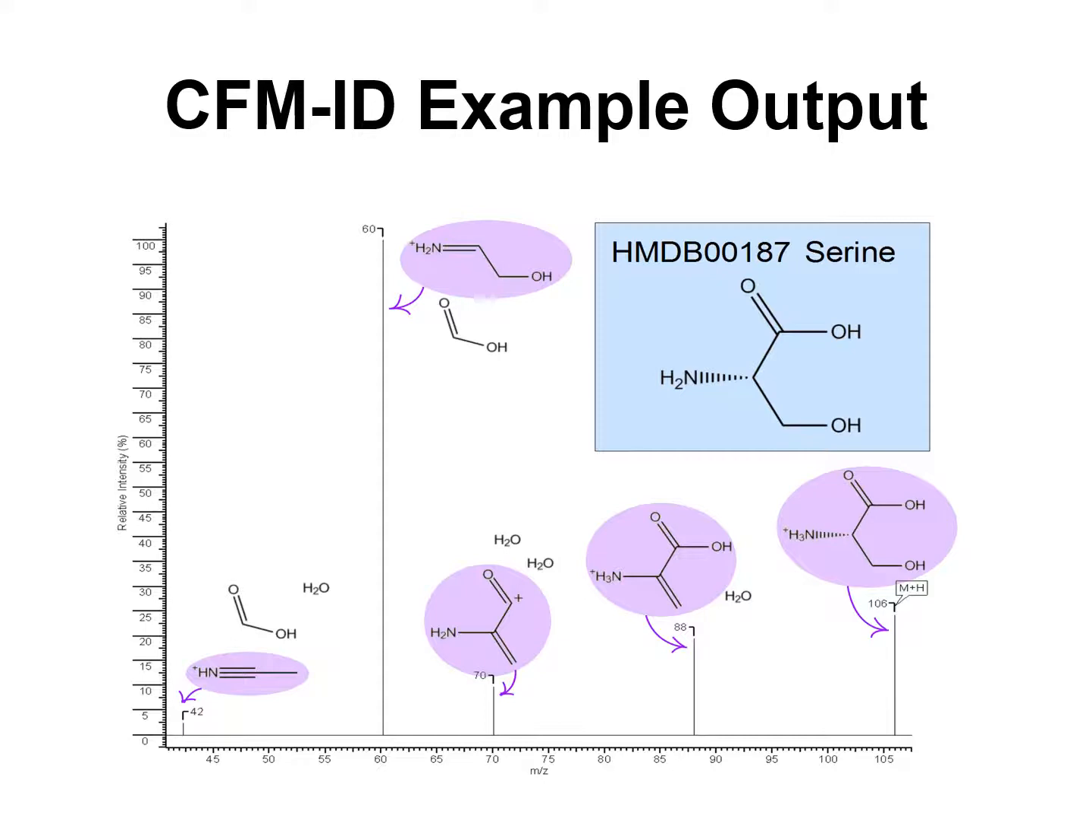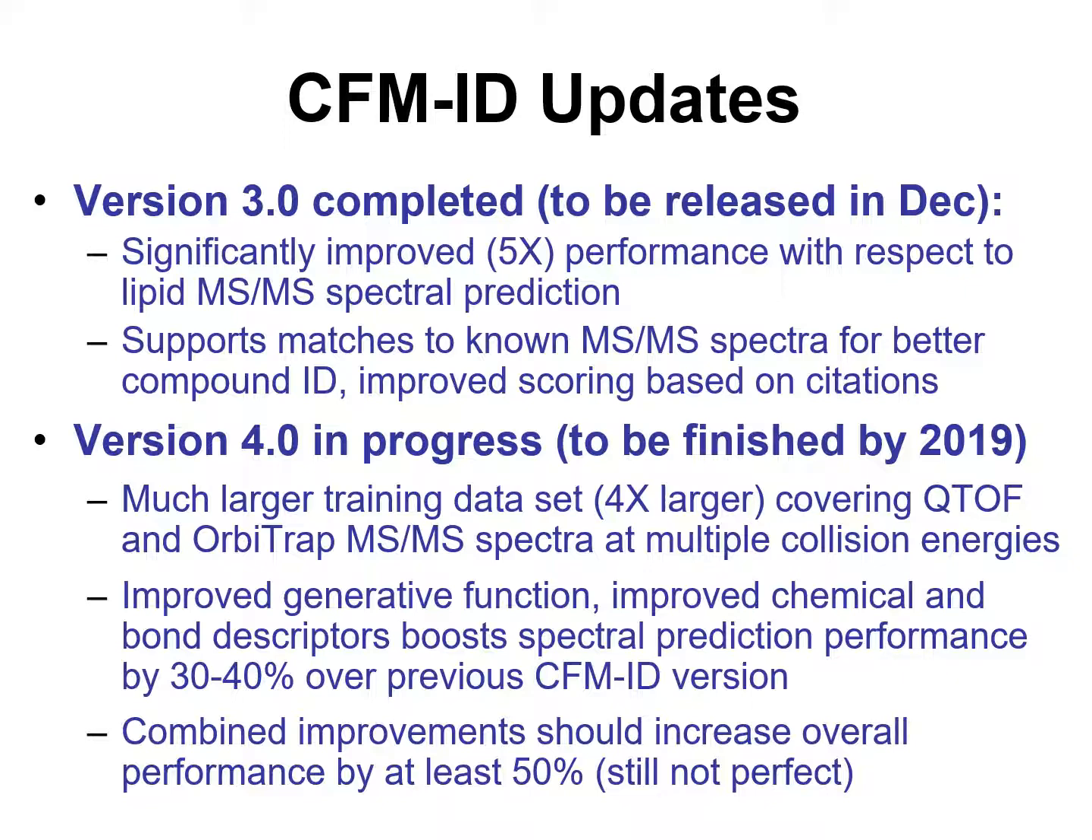This is just an example of what would happen if you were, say, to take a spectrum and annotate it with CFMID. This is for serine, the amino acid, and it's just showing what the fragments are and how it calculated what they would be, and it illustrates them. You could do the reverse. You could say, here's serine, what's the MS spectra supposed to look like, and it would generate largely the same image. We've been upgrading CFMID over the last year.